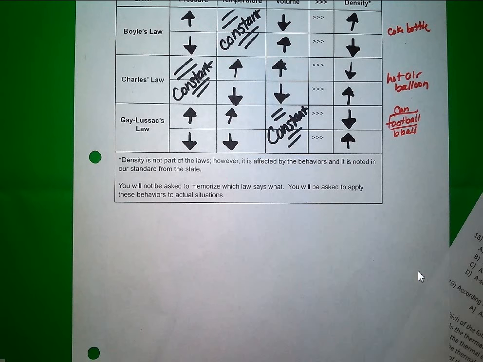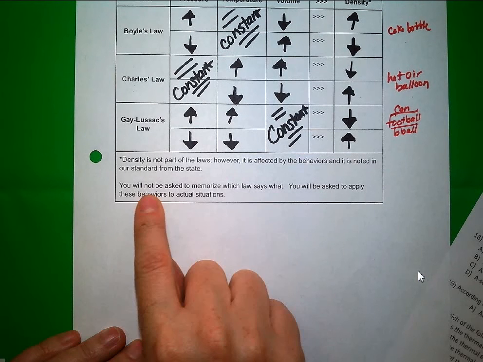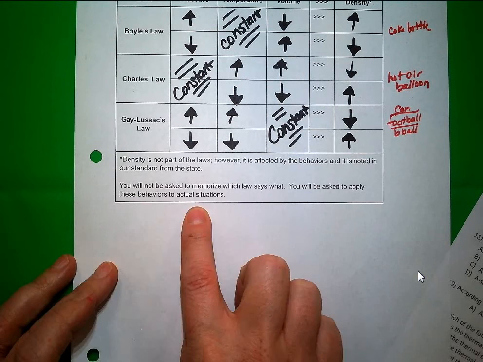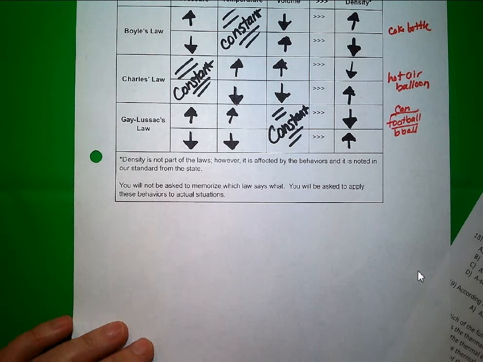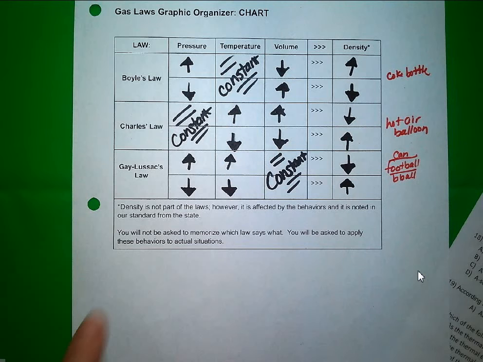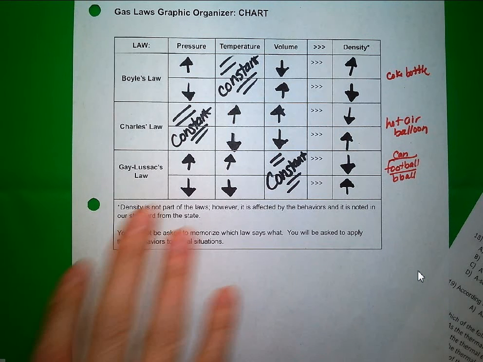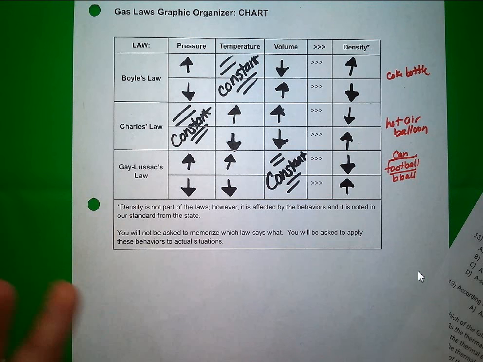You notice it says here, you will not be asked to memorize which law says what, but you will be asked to apply these behaviors to actual situations. So the state is not going to tell us what Boyle's law says and you just have to fill it in. It's not going to be like that, but they would say, if you have a gas at a constant temperature with increasing pressure, what's going to happen to the volume? Well, the volume would decrease.